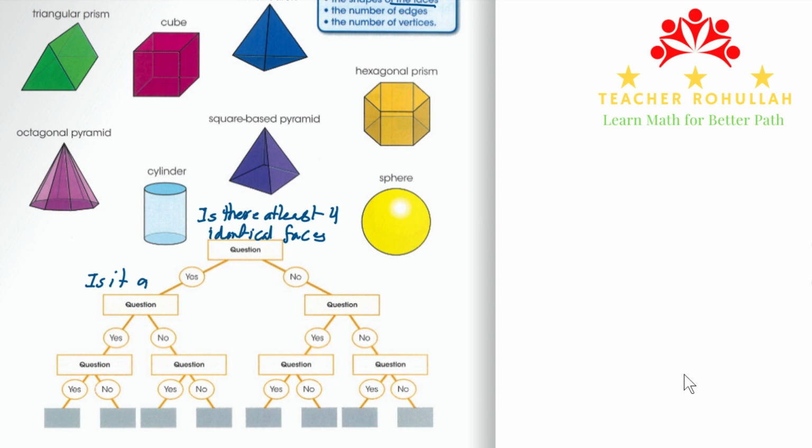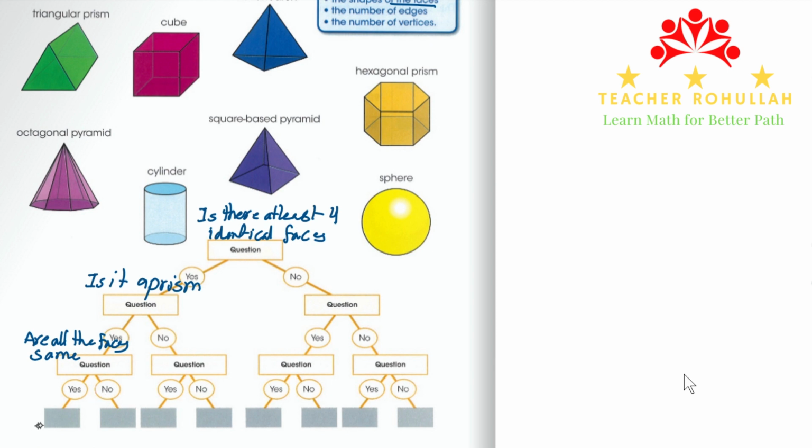Is it a prism? Again, we have 2 possible answers. We have yes and we have no. If the answer is yes, again, it is asking, are all the faces the same? Again, we have 2 possible answers, yes or no.